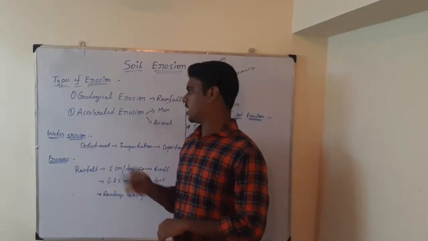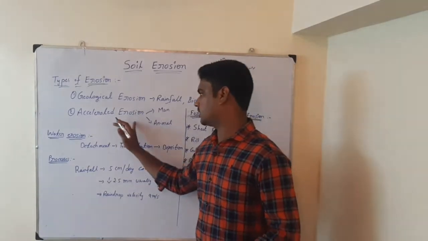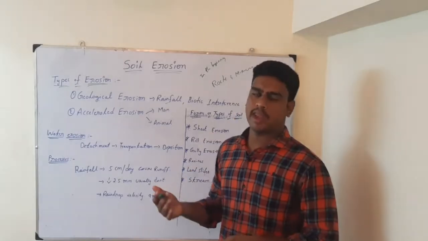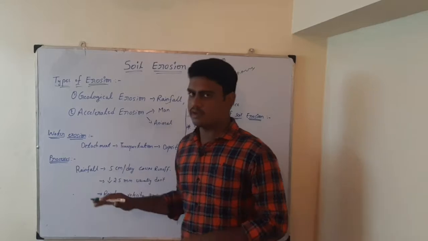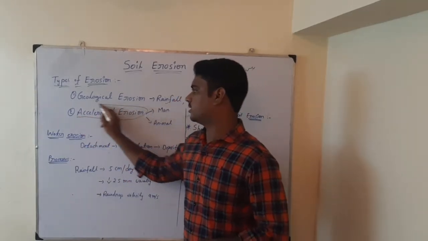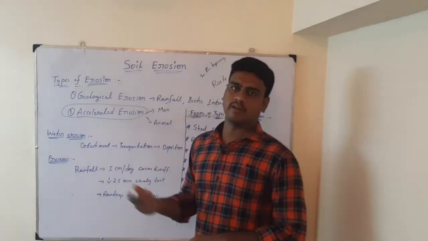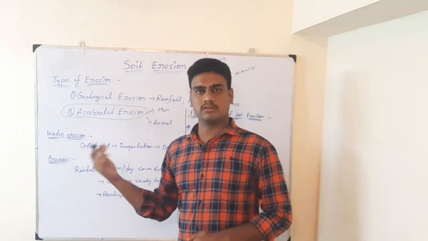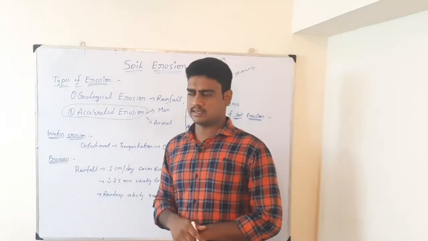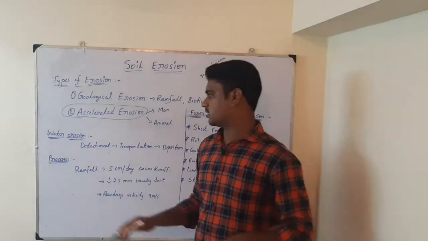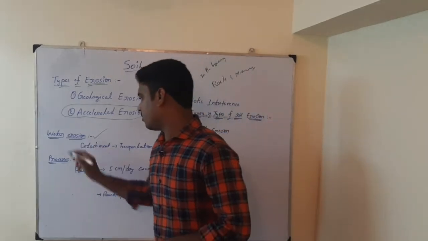Then accelerated erosion: after geological erosion, the next step is accelerated erosion, involving man, animals or abiotic factors. So these are the two types, but as of now mostly accelerated erosion is going on. In accelerated erosion, it may be water erosion or wind erosion due to man or other factors like sun, high temperature or low temperature. Different factors are there, but the major two are water erosion and wind erosion. Let us see about water erosion.